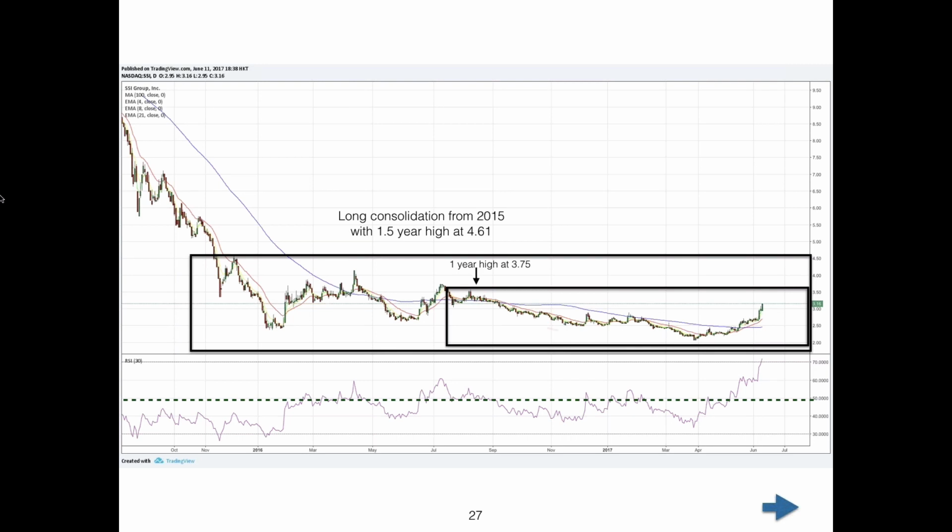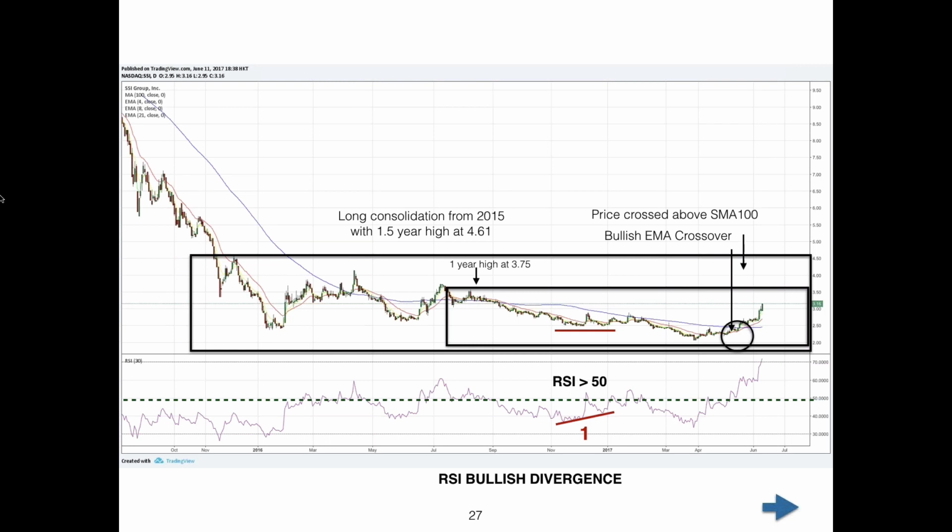It created bullish RSI divergence, and it also made a bullish crossover in its EMA. Then prices eventually was able to break above the SMA 100 line. Now last week, SSI was able to break above 3 pesos. The next resistance to break is 375.